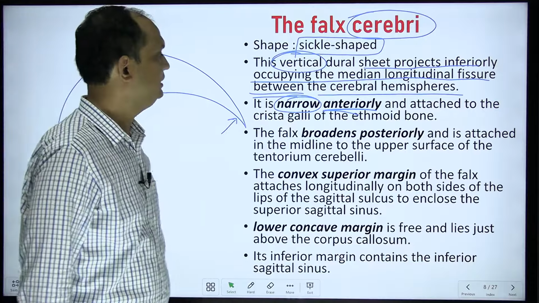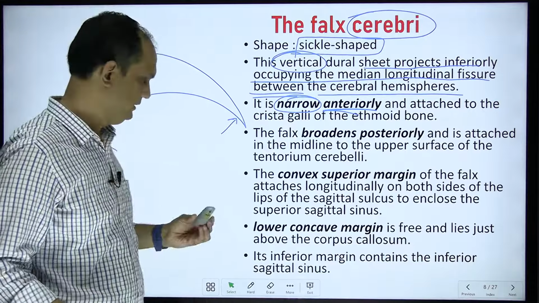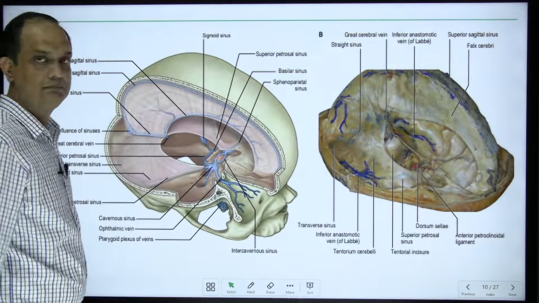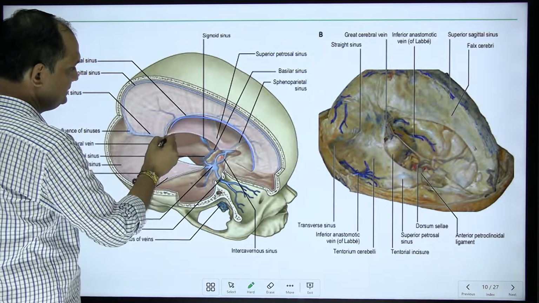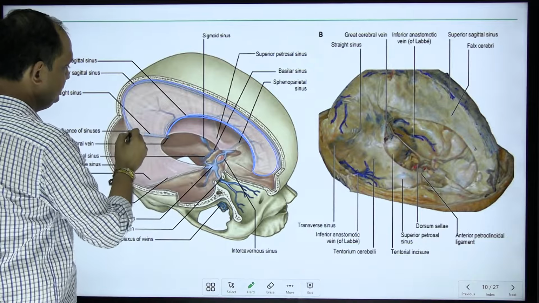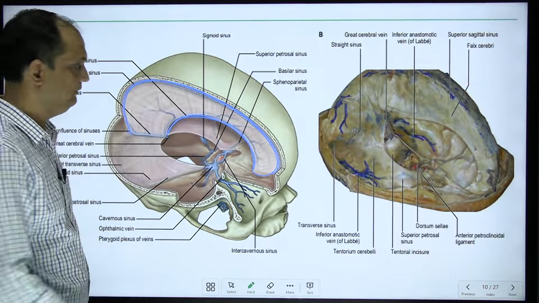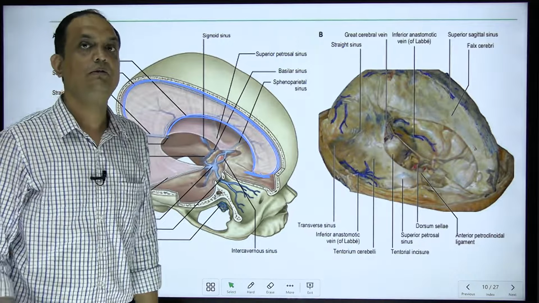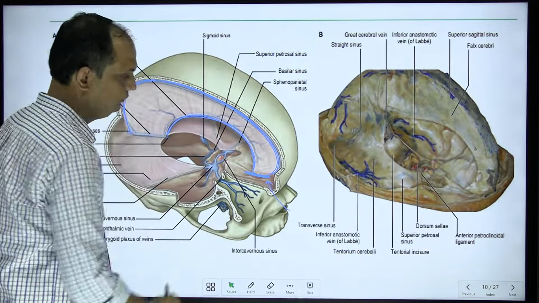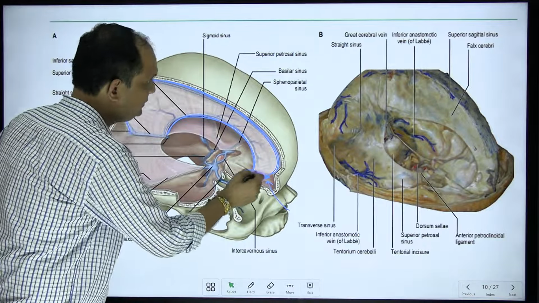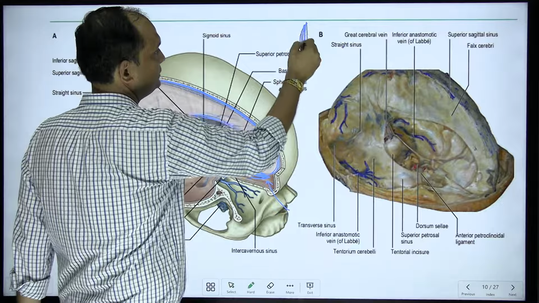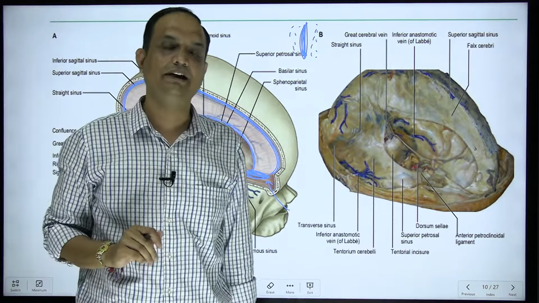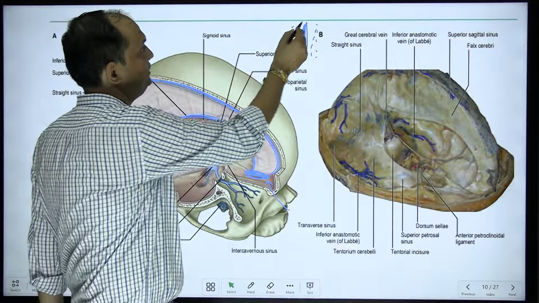This anterior narrow end is attached to the crista galli of the ethmoid bone. So first I will tell you where the crista galli is present. Now when you see this diagram, you are able to appreciate the fold of dura mater. This fold of dura mater is present in the midline, and when you see this part, this is the floor of the anterior cranial fossa. Where is it? It is above your nose. This is the roof of the nose. In this area, you are able to appreciate a midline projection, and on both sides of it is the cribriform plate.